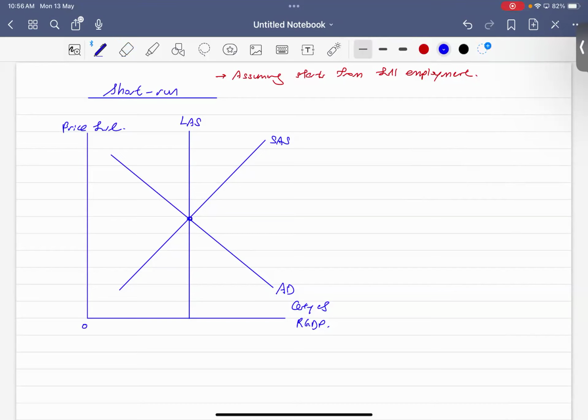Initial at point A here, at this price level, let's say 100, and at this quantity of real GDP, let's say 10 billion. Now remember, when they ask you to draw this kind of graph, you must see properly where it starts from. Here I start from full employment. If I say assuming start from inflationary gap, how do you draw this one?